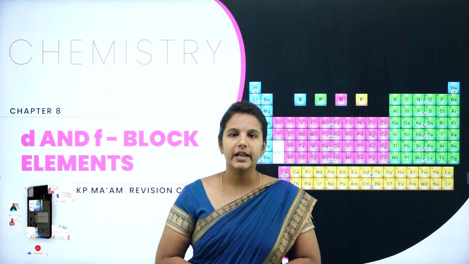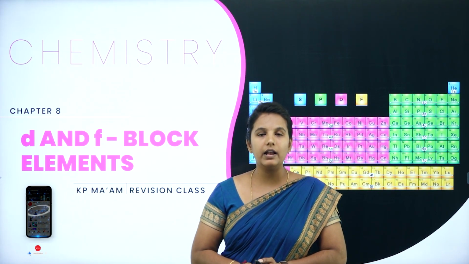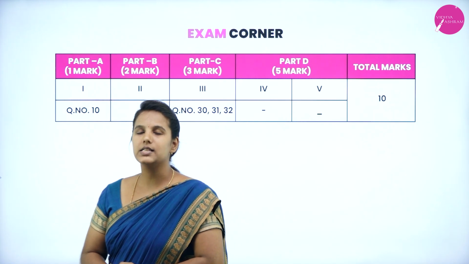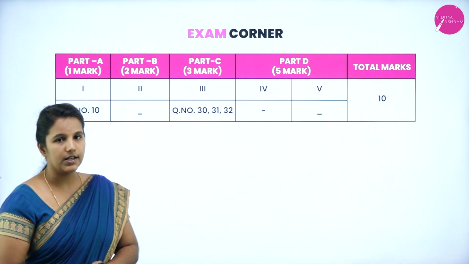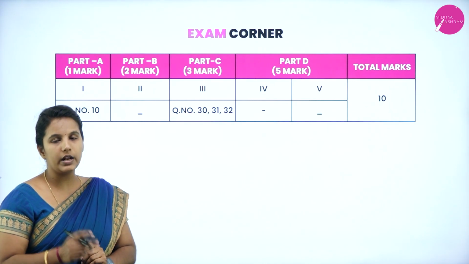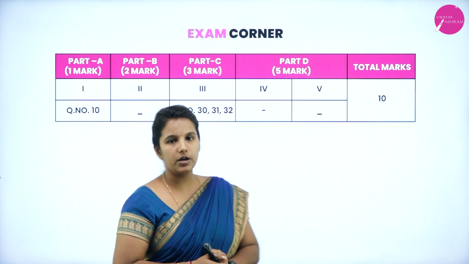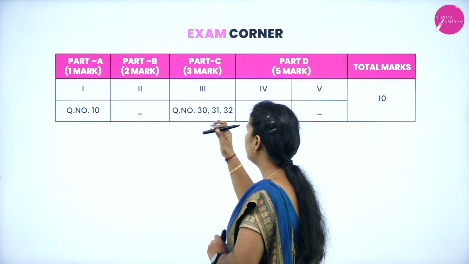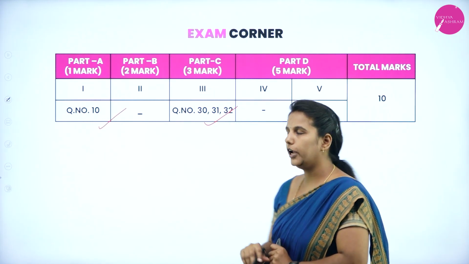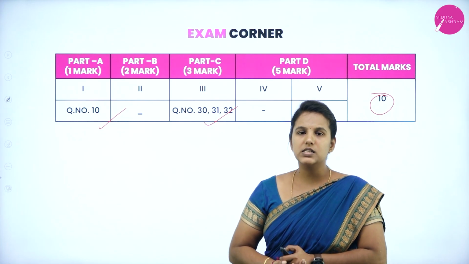My dear students, in this session we are going to discuss Unit 8, the d and f block elements. Before going to discuss this unit, let's see the weightage of this unit. From this unit, we can expect one 1-mark question and three 3-mark questions. You can see that question number 10, and questions 30, 31, 32 will come from this unit, and totally we can expect 10 marks from this unit.